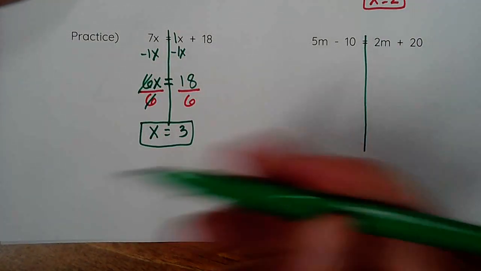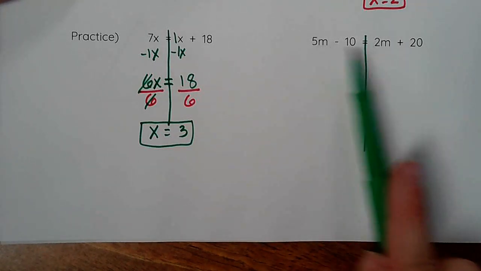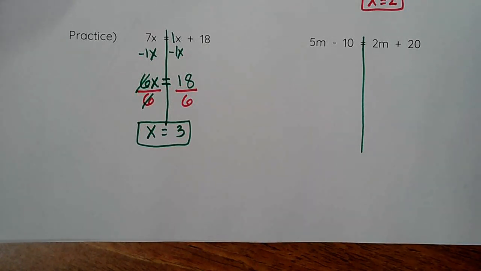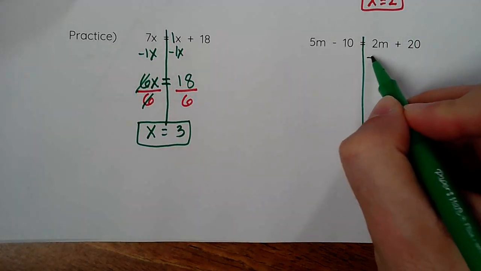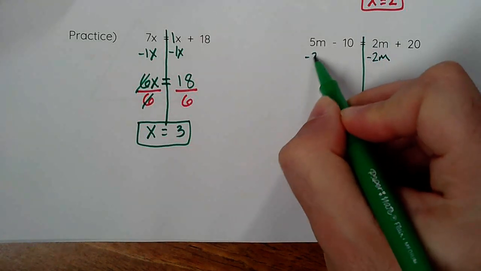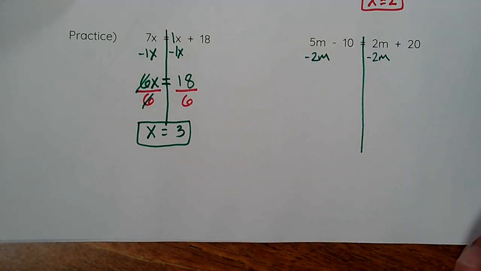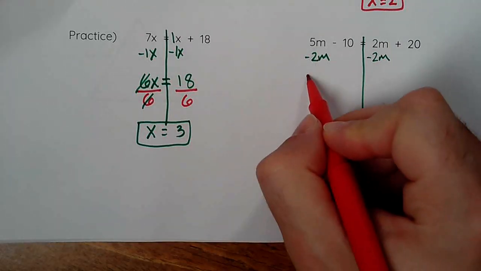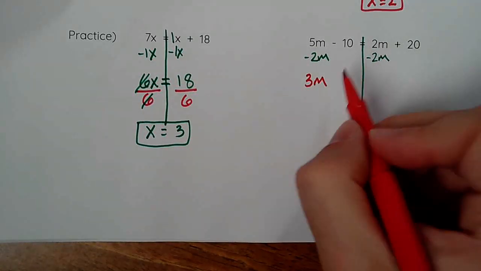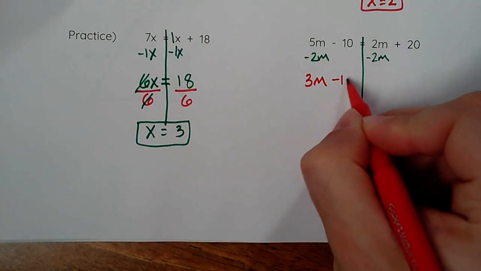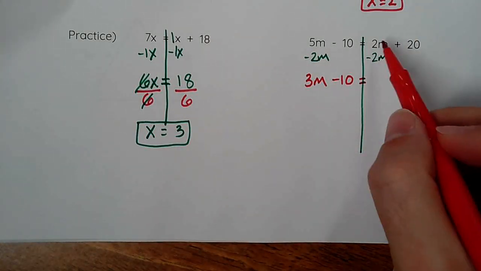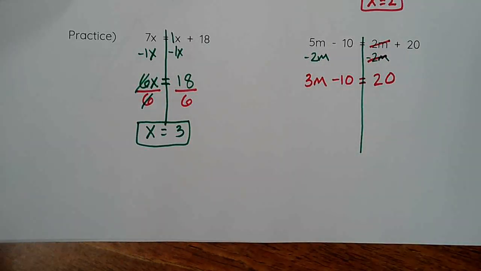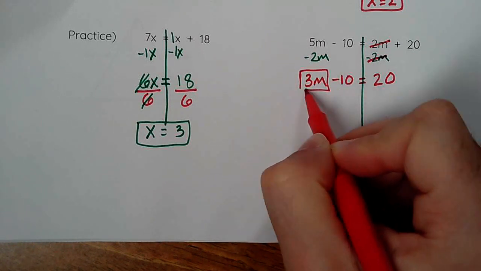Nothing to distribute, nothing to combine on the left, nothing to combine on the right. I do have variables on both sides. To do this and keep it positive, I'm going to subtract 2m and subtract 2m. 5m minus 2m is 3m. Bring down the minus 10. 2m minus 2m. Bring down the 20. We're going to go ahead and box.